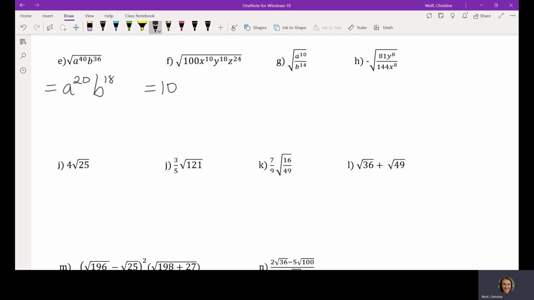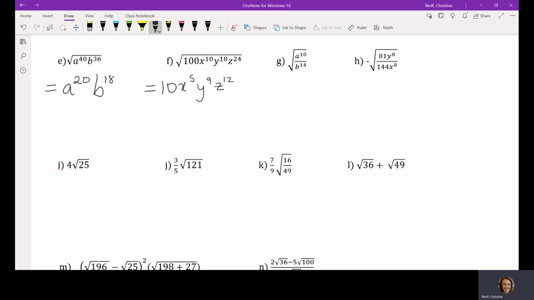Then next is x to the 10. So we cut exponents in half. So I have x to the 5. Next, y to the 18 cut in half is y to the 9. And finally, z to the 24 cut in half is z to the 12. Not so bad, right? We just do one thing at a time.